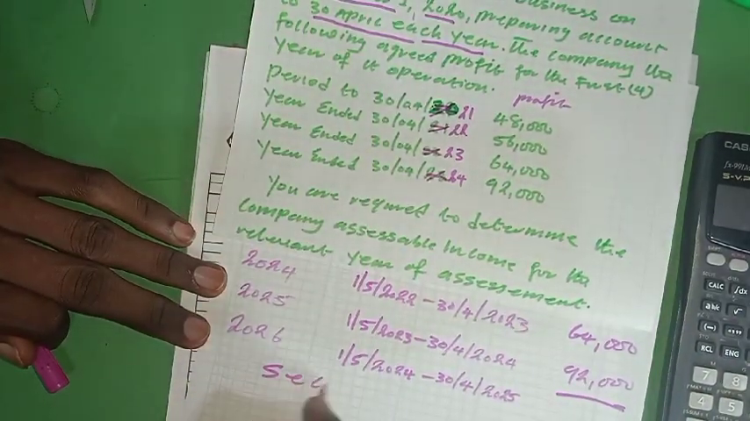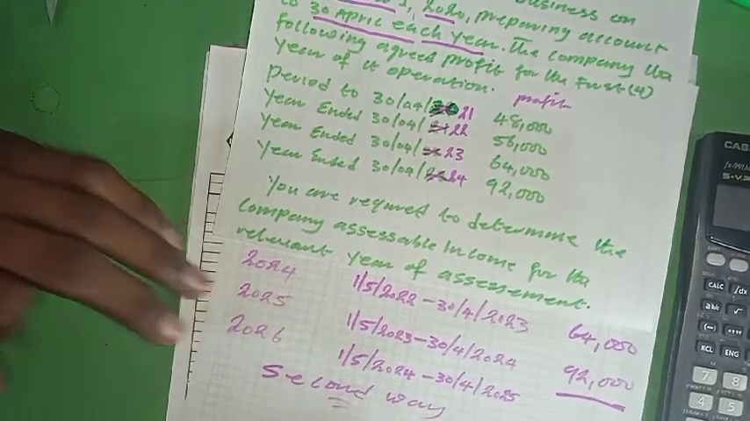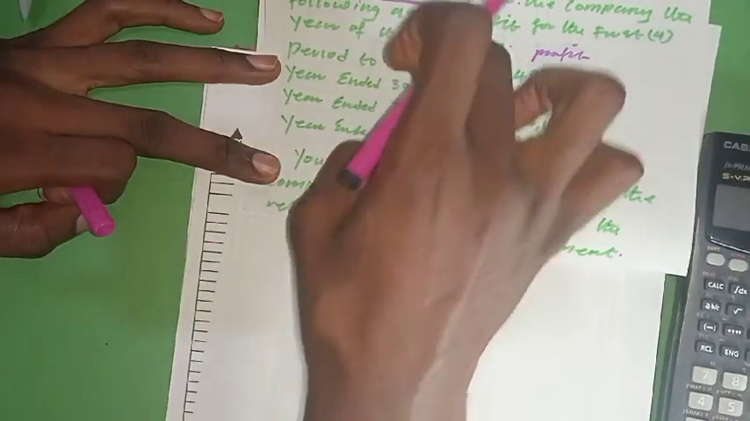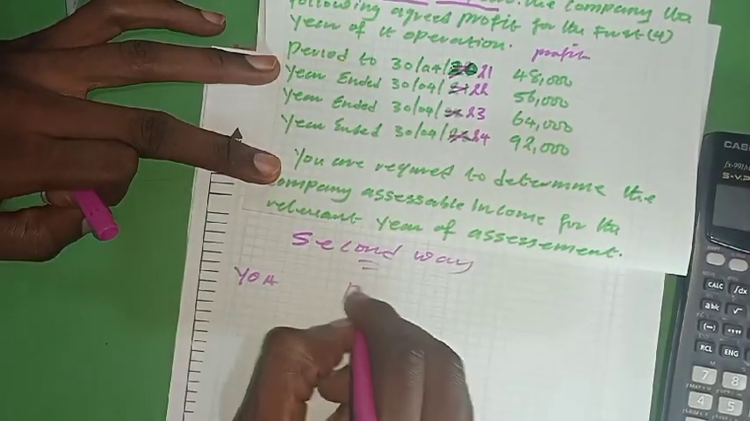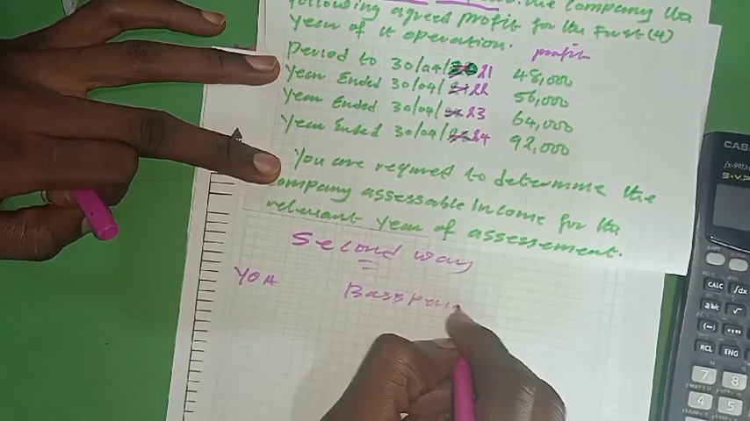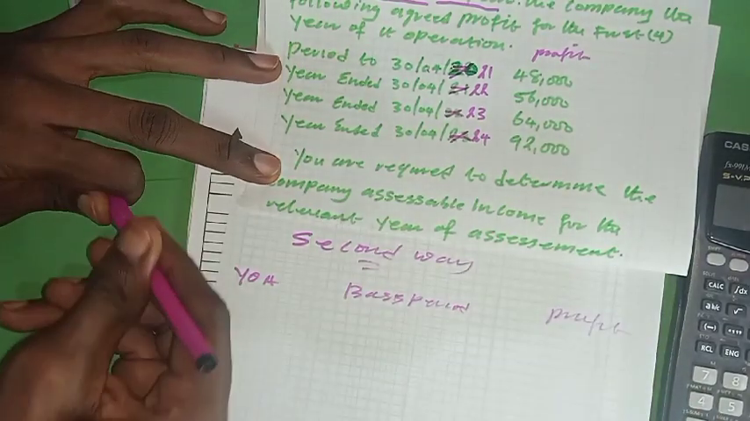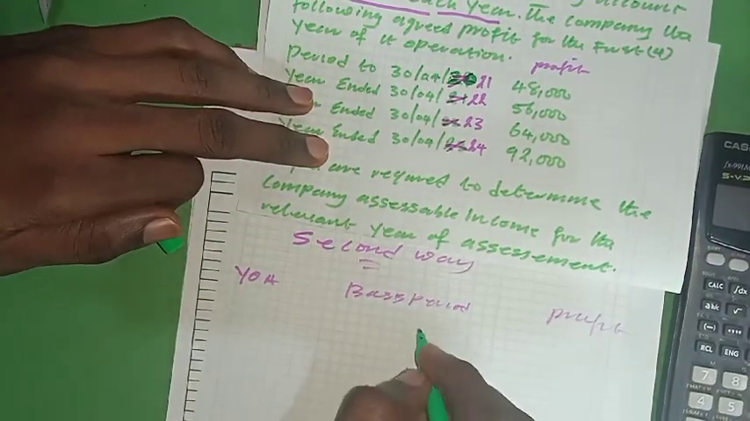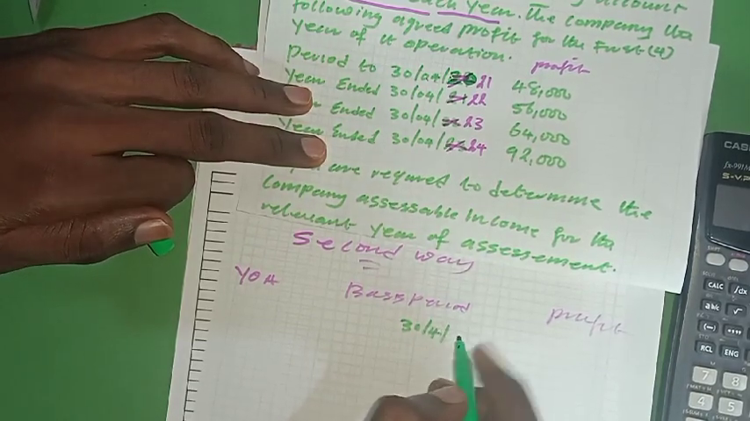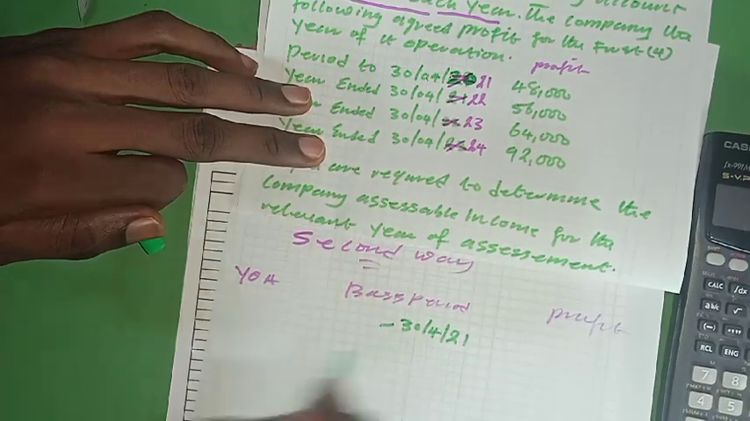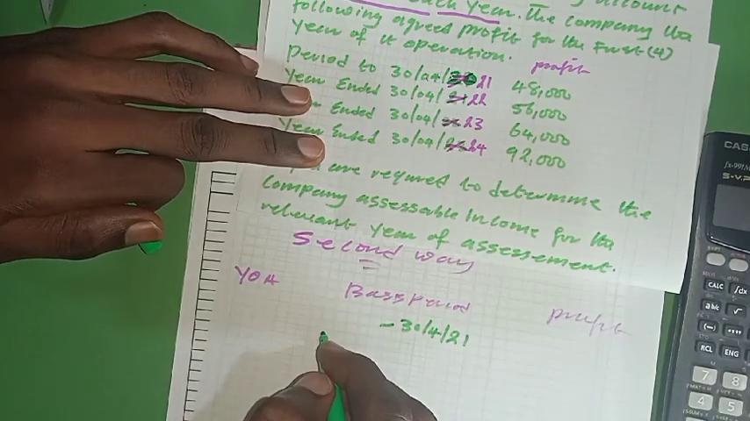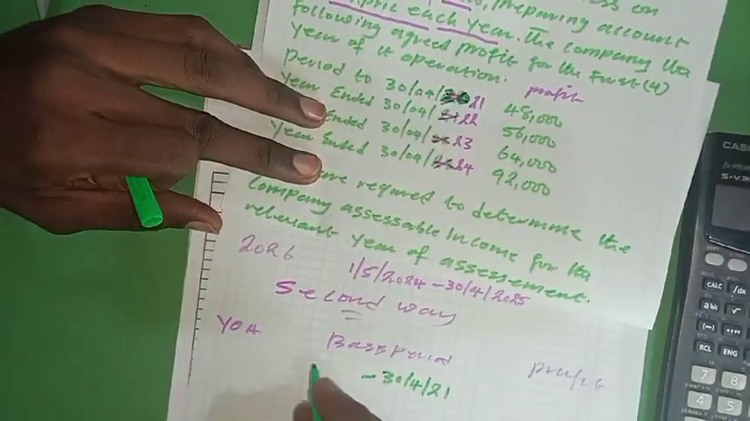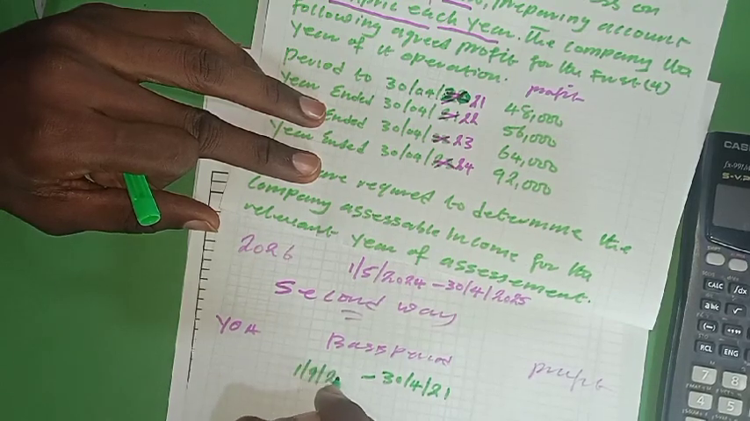The second way you can do this is for the professionals, those who know it very well. They will just pick these dates: year of assessment, basis period, and profits. They will get the basis period first. They will pick 30th April 2021. When you count it back to the beginning, to when they started the business, you will get 1st September 2020.